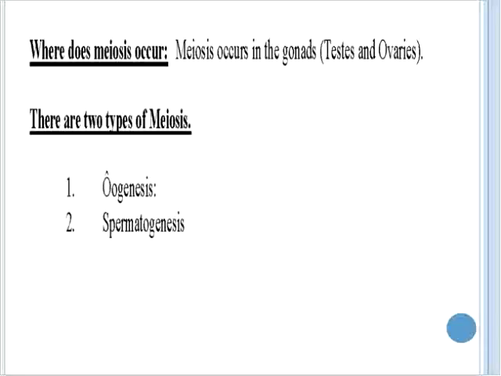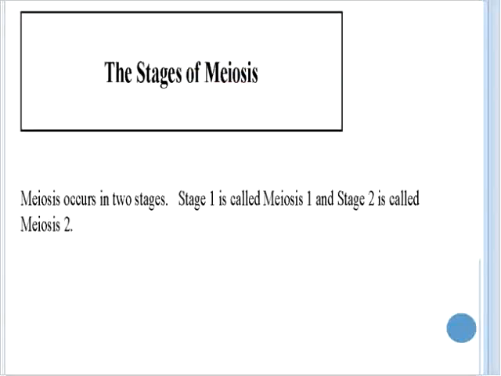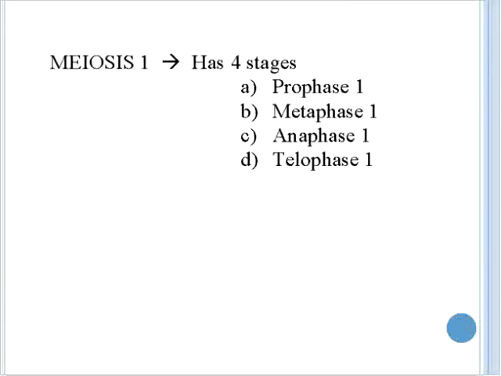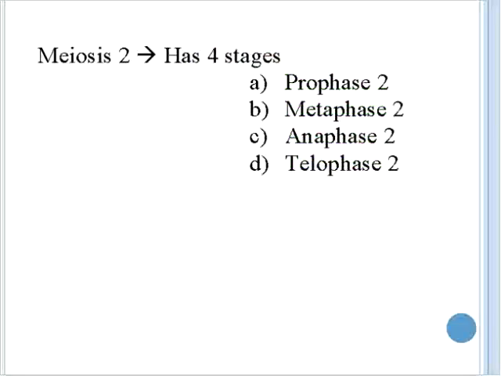As a process, meiosis occurs in the gonads, testes in males, ovaries in females. And there are two types of meiosis: oogenesis, which results in egg production, and spermatogenesis, which is the production of sperm. Just as with mitosis, meiosis occurs in a series of stages and steps as well. Meiosis occurs in two distinct stages, the first of which being Meiosis One. The second stage is Meiosis Two. Looking at Meiosis One specifically, it has four stages: Prophase 1, Metaphase 1, Anaphase 1, and Telophase 1. Meiosis 2 as well has four stages: Prophase 2, Metaphase 2, Anaphase 2, and Telophase 2.